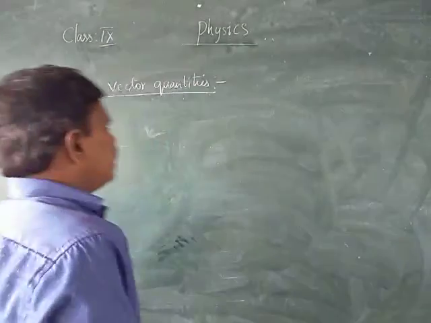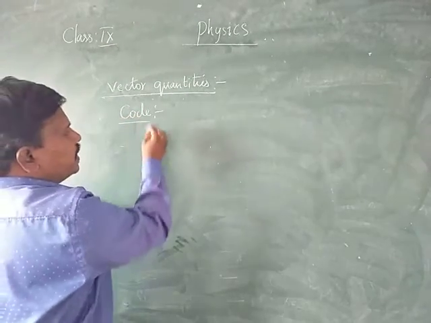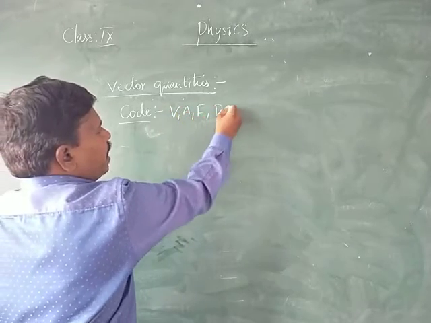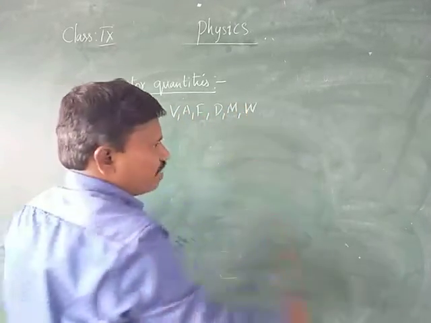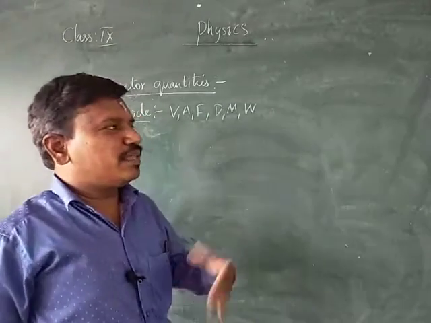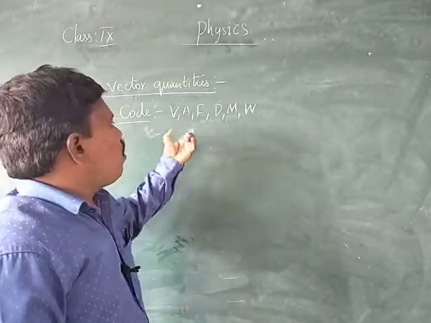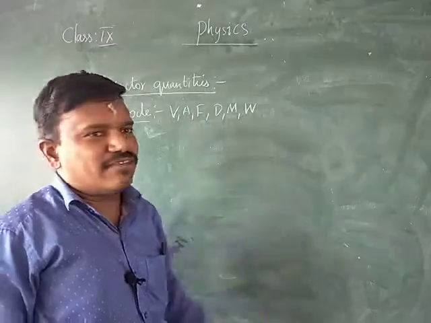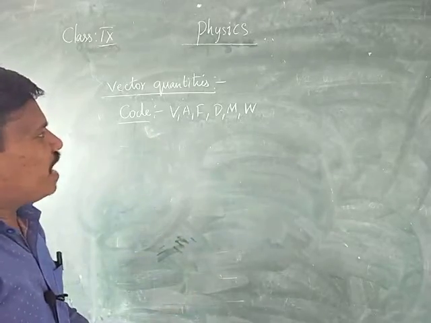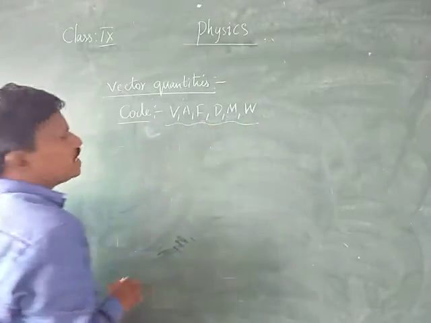In order to remember this, I have given a code, that is VAFDMW. Normally we have a BMW car. By looking at the BMW car, we say wow. In the same way, instead of wow, WAF DMW, we can remember. If we remember this word, we will be able to remember all the vector quantities.